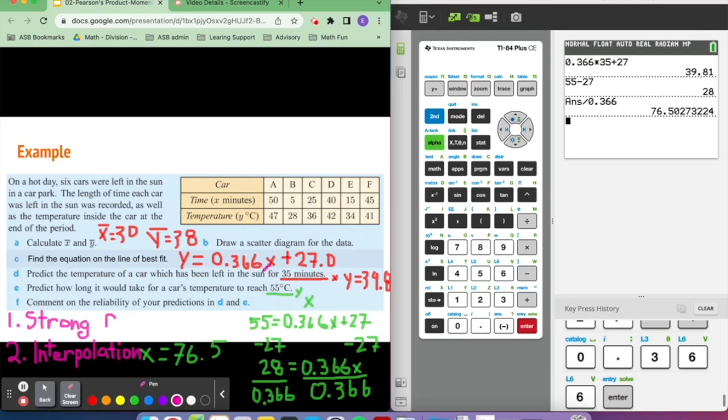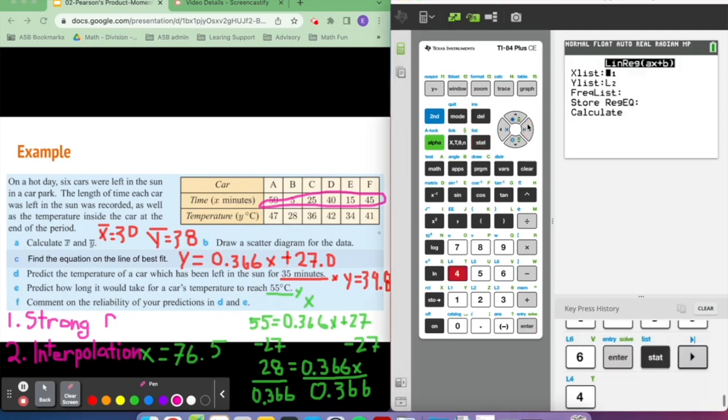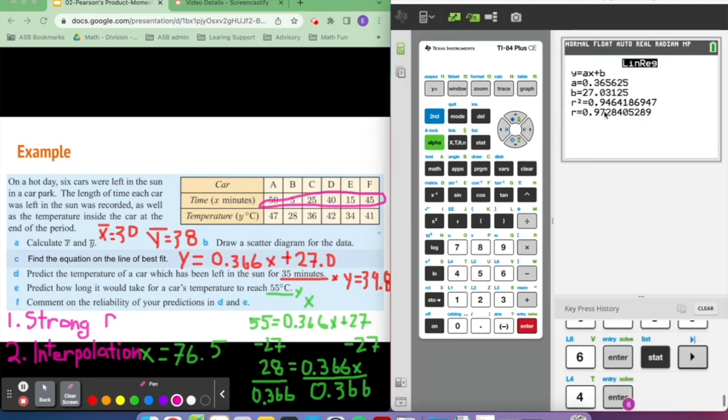35 minutes, let's see. Is this an interpolation or extrapolation? If we look at our x values, 35, yep, it's in the range between 5 and 50. So this would mean that we are doing an interpolation. And as we saw for our statistics, we do in fact have a really strong R value, right? We said the R value is 0.973. So we have strong correlation and interpolation. So we would say that D is a reliable prediction.